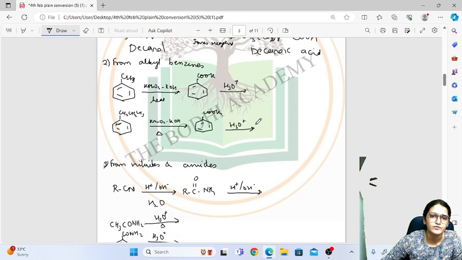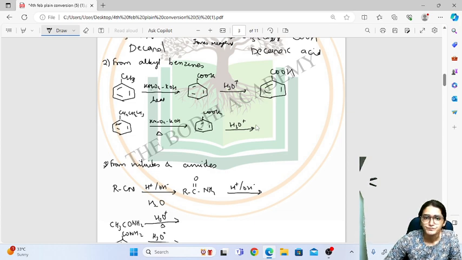Okay, next is from alkyl benzenes. How we can prepare the carboxylic acids from alkyl benzene? Basically here we are preparing aromatic acids from aromatic compound. So toluene is taken and treated with oxidizing agent, that is KMnO4, along with the base, that is alkaline medium. It gives us potassium salt of benzoic acid. Okay, so we get COOK, that is potassium salt of benzoic acid. When hydrolyzed or when treated with hydronium ion, we get our carboxylic acid, that is benzene with COOH group.